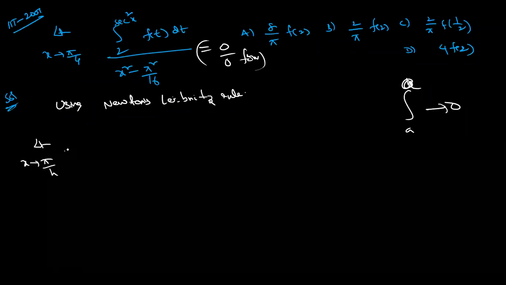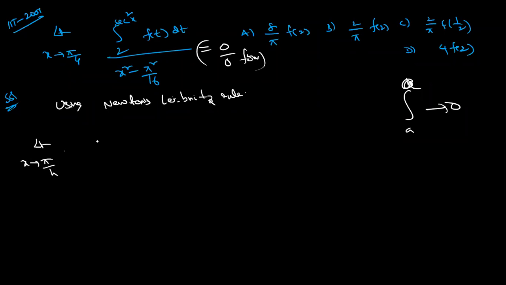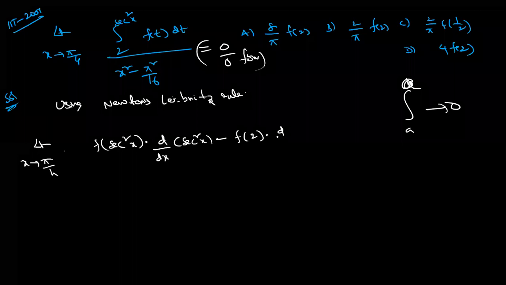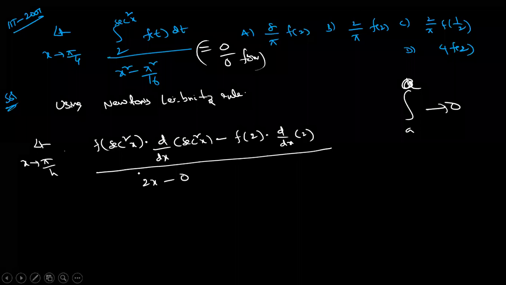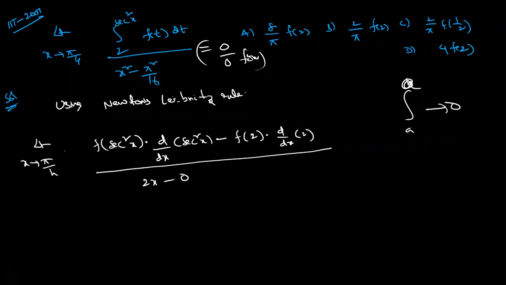Limit x tends to pi by 4. Replace t by the upper limit: f of secant square x into the derivative of the upper limit. First time I'm writing it like that; directly you can write, minus, replace t by the lower limit into the derivative of the lower limit. The derivative of x square is 2x, minus 0. Any doubt, dear students? Check carefully.